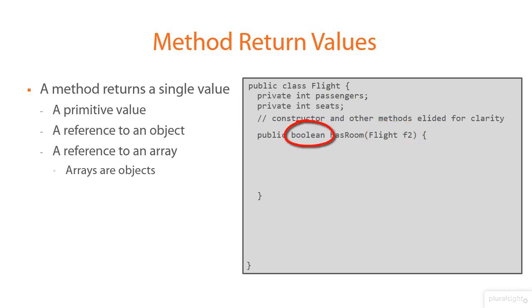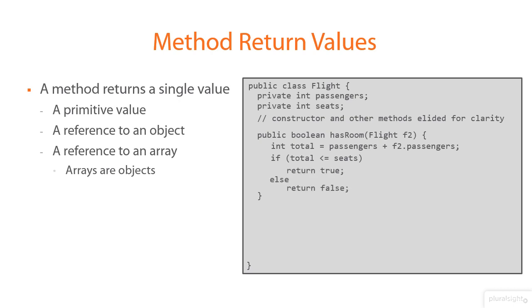Notice we pass in a parameter, which is the other flight we call f2, and our return type is boolean. What we can do here is figure out the total number of passengers. How many passengers do we have plus how many passengers does the other flight have? Then we check if that total is less than or equal to the number of seats we have, and if so, we return true. Otherwise, we return false. So in this case, it's a method returning a boolean value.